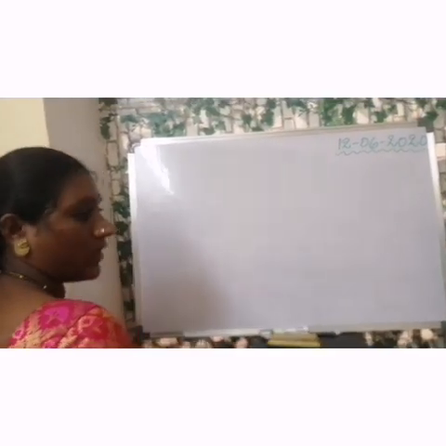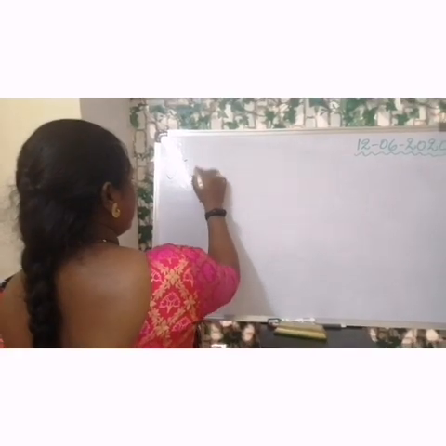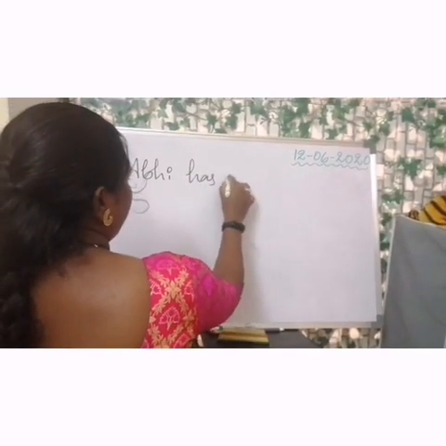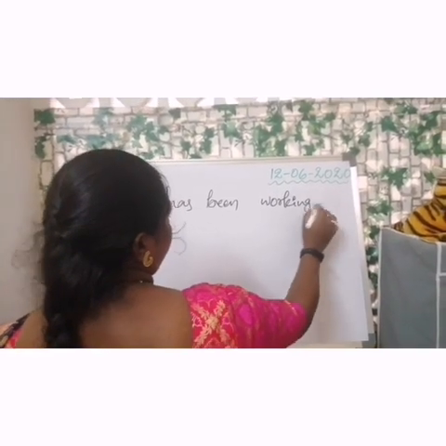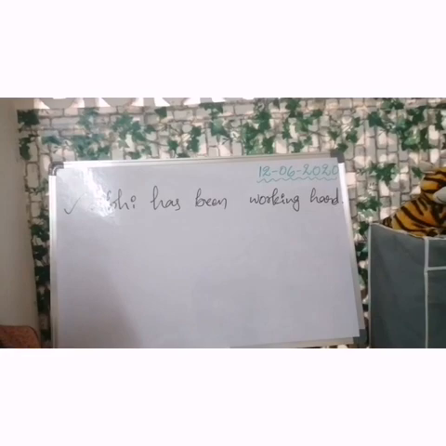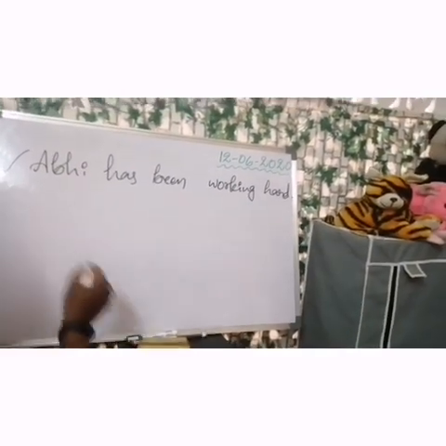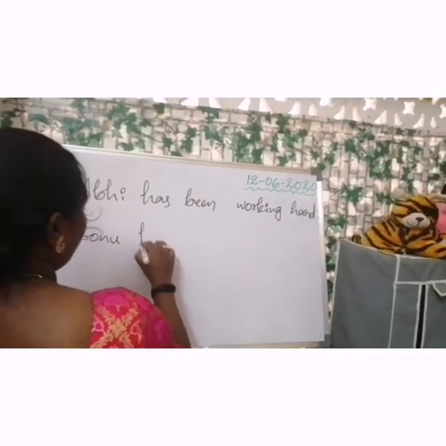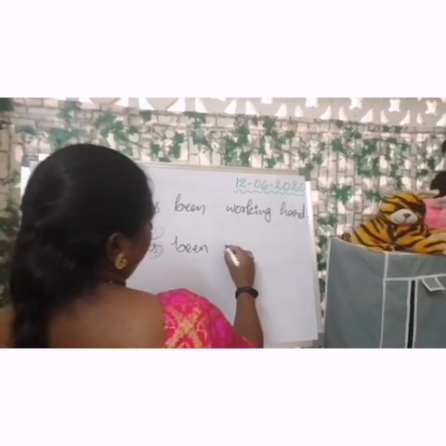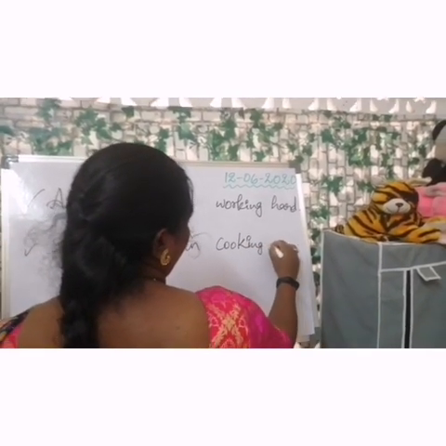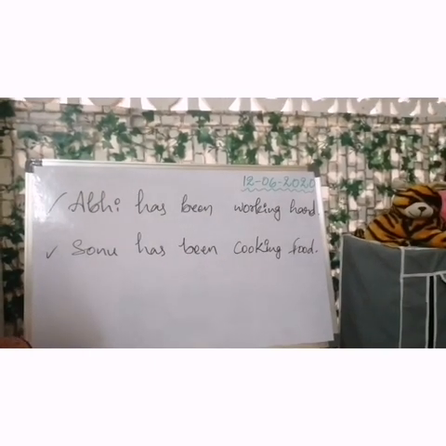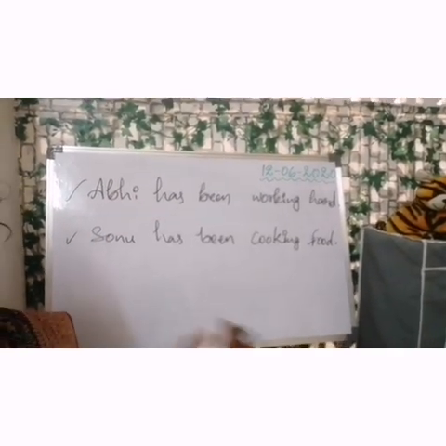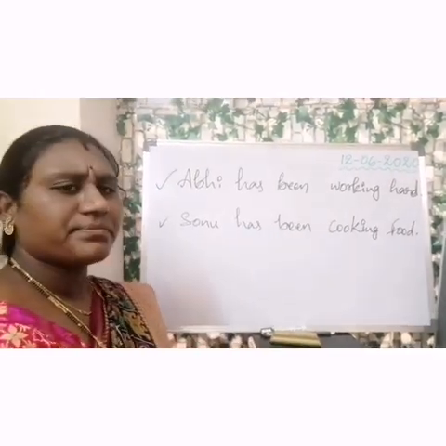Okay, for example, Abhi has been working hard. And next one, Sonu has been cooking food. That means she started in the morning. Still she is cooking. So she is preparing different kinds of items. Like she is a chef, we can mention here. She is a chef. Okay.